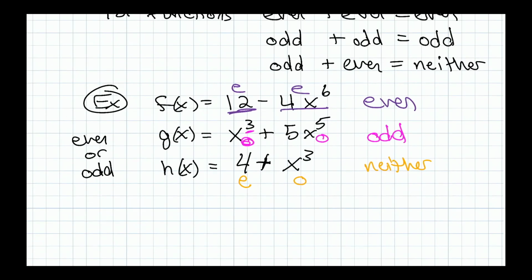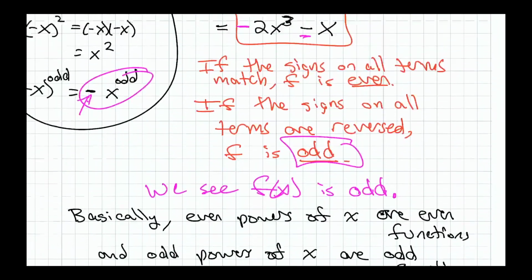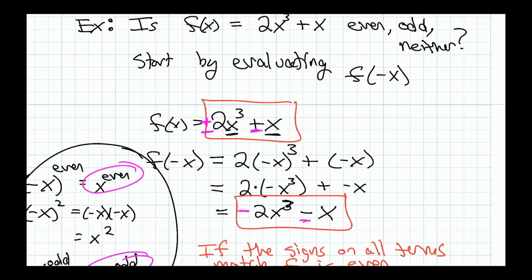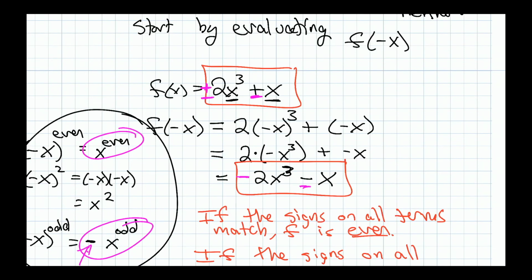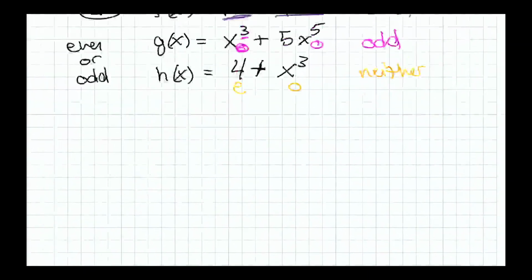All right? So the reason it's important to know that kind of thing is because what we did up here, where we evaluated f of negative x, that's a lot of work, right? Wouldn't it have been a lot easier if we just looked at this and said 3 is odd, 1 is odd, so odd and odd, so it's odd? Yeah, right? That would be a lot easier. And so that's how you want to handle those.